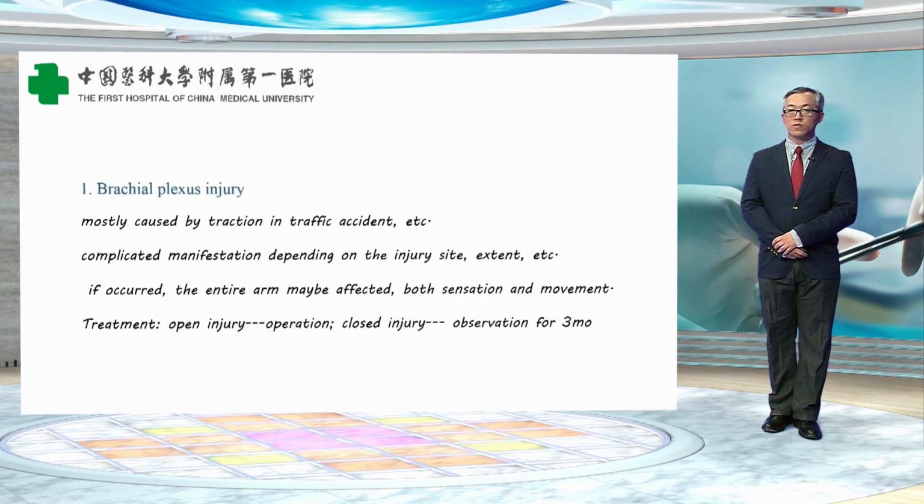First, to show you brachial plexus injury. It's mostly caused by traction in traffic accidents. Its manifestation is very complicated, depending on the injury site and injury extent. If the injury occurs, the entire arm may be affected, both in sensation and movement. For treatment, if the injury is open, we need an operation to help the victim. If the injury is closed, we can keep observation for 3 months.